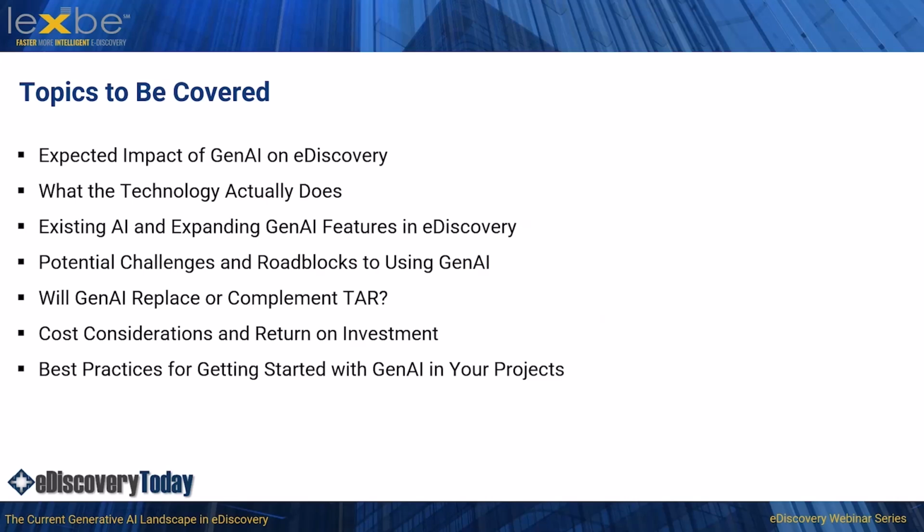Then we'll discuss the technology itself, what it actually does, how it can get off track, and why that happens. Next, we'll take a look at generative AI features in eDiscovery, how the use cases for the technology span well beyond just using it to automate document review. And we'll look at some examples illustrated by the Lexby platform to illustrate some of those features and use cases.